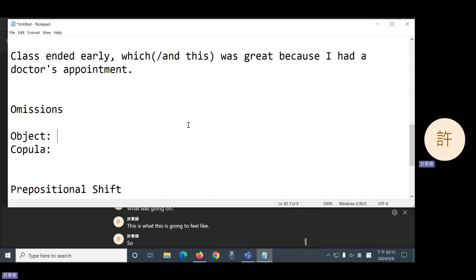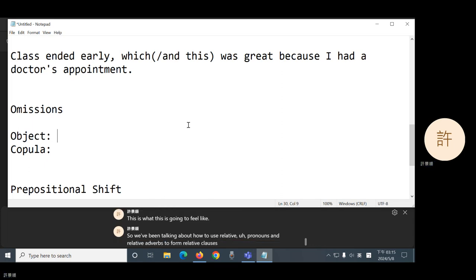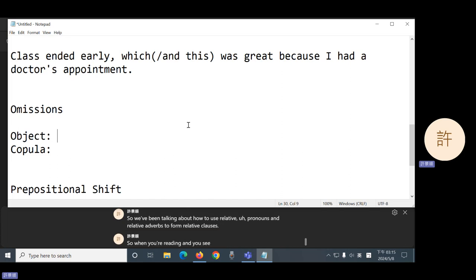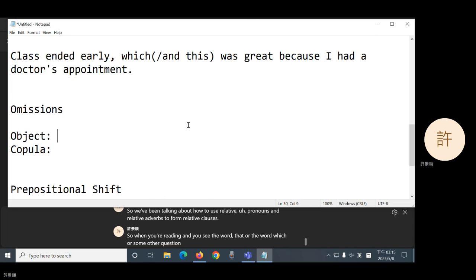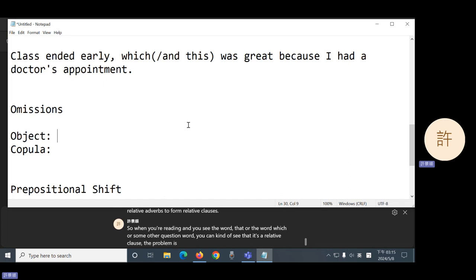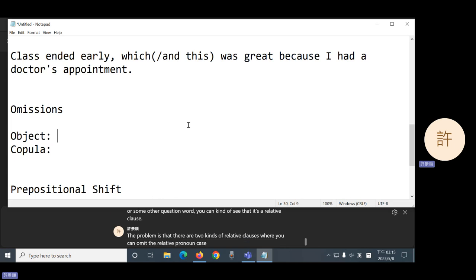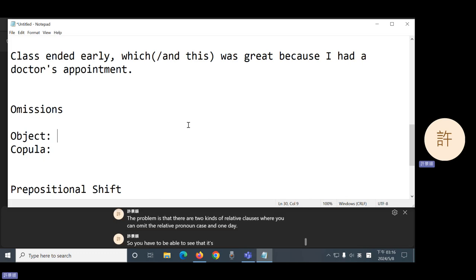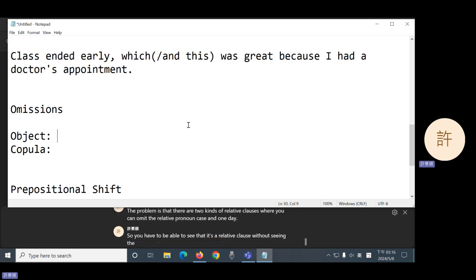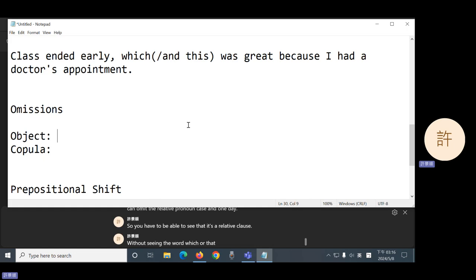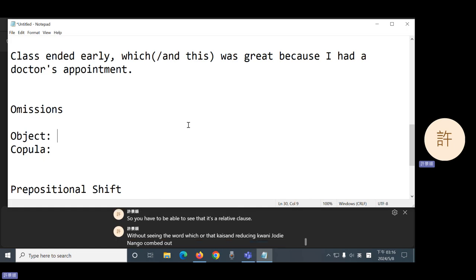So we've been talking about how to use relative pronouns and relative adverbs to form relative clauses. So when you're reading and you see the word that or the word which or some other question word, you can kind of see that it's a relative clause. The problem is that there are two kinds of relative clauses where you can omit the relative pronoun, 可以省略关代. So you have to be able to see that it's a relative clause without seeing the word which or that.